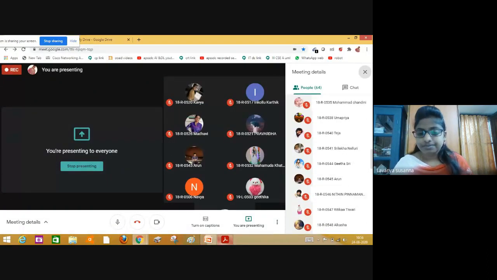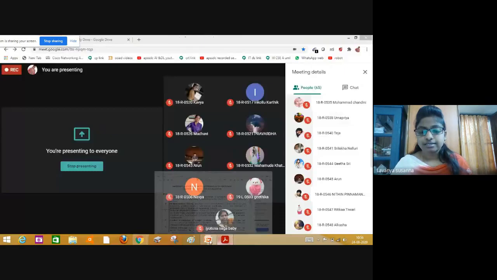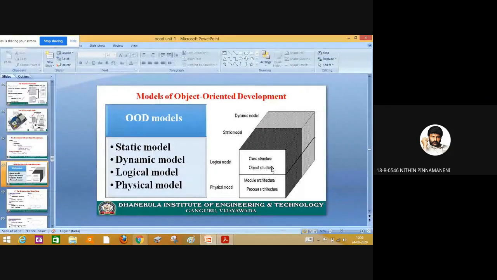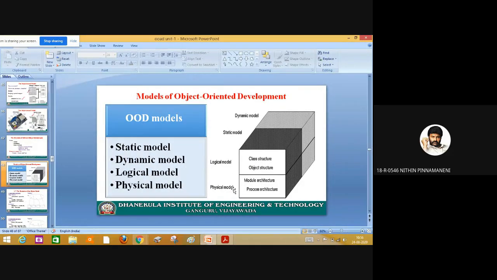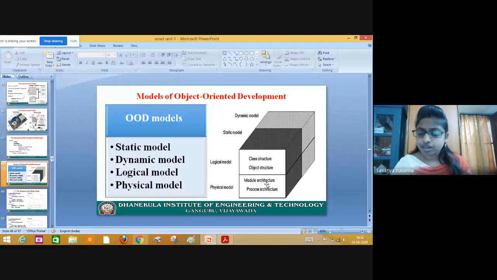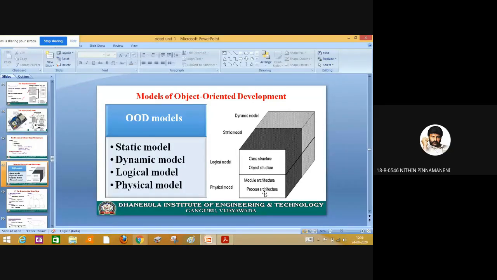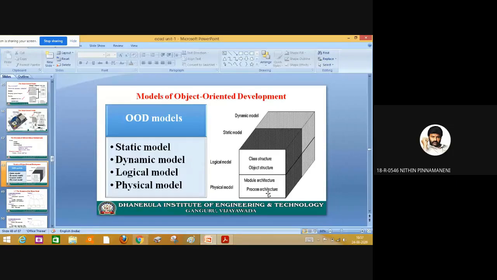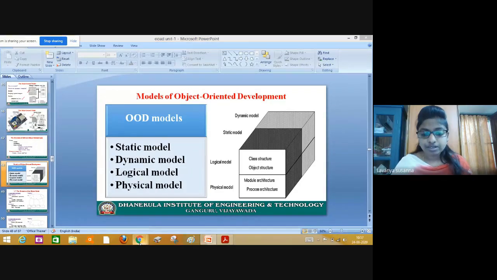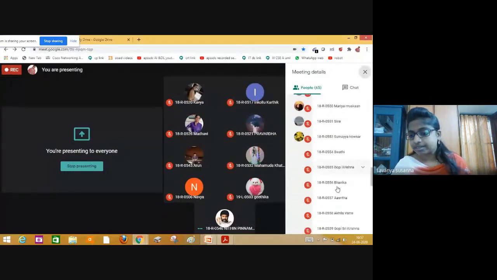Number 46. Ma'am, what is a physical model? In the physical model, we have module architecture and process architecture. What is module architecture? It refers to the design of a system composed of separate modules or components connected together. Yes. What is process architecture? An overview of system behavior, which has all user components and processes. Okay, very good. Next number.